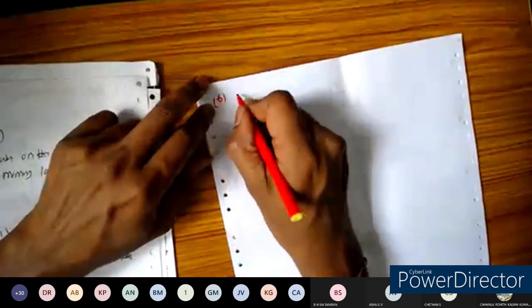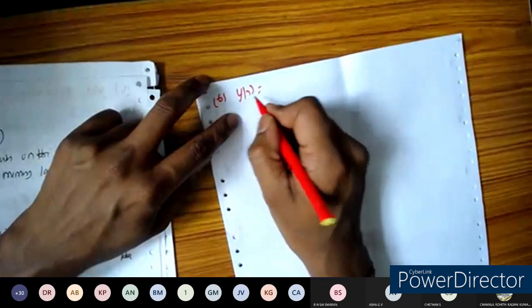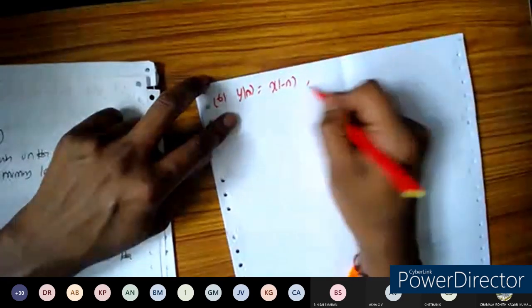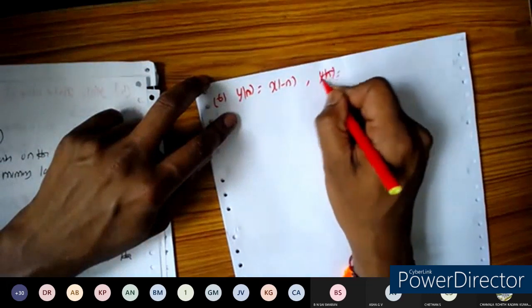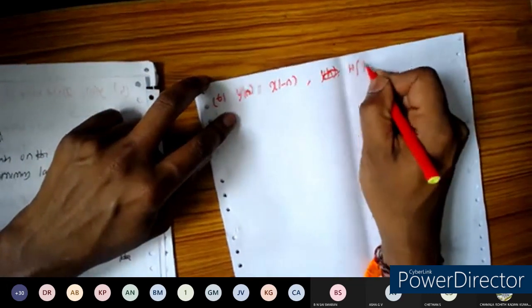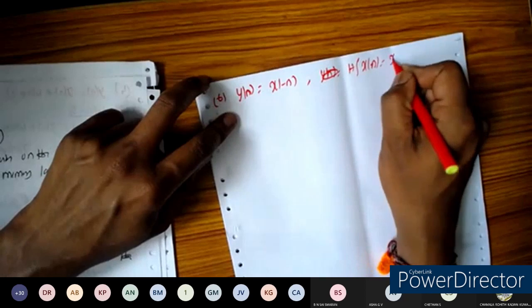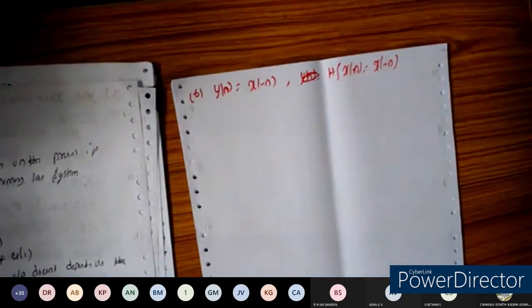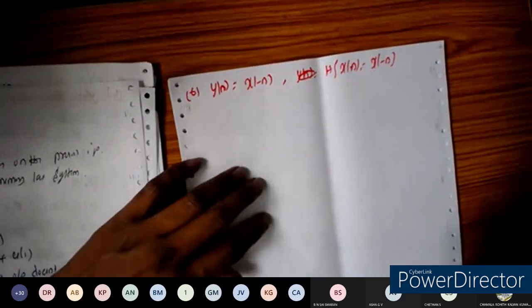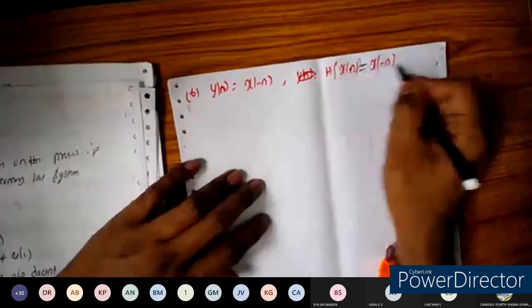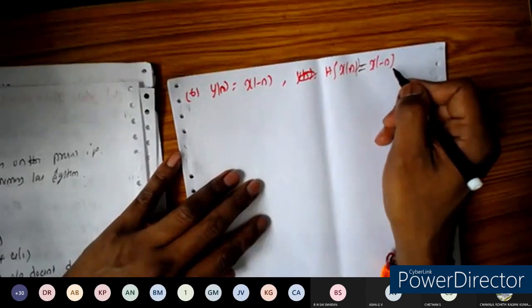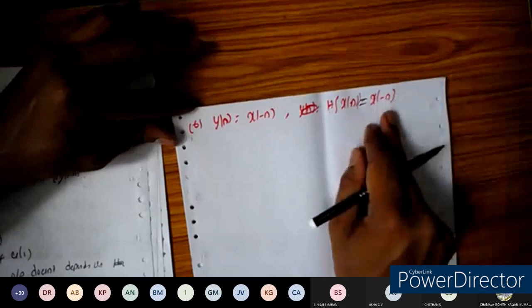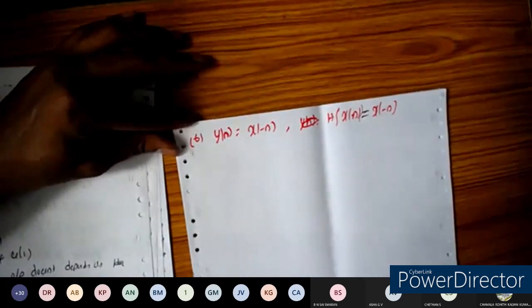y of n is equal to x of minus n, or we can say h of x of n is equal to x of minus n. Sometimes they will give it like this, where h is a system operator, or sometimes they give it as T. The system operator introduces a time reflection in the input signal.